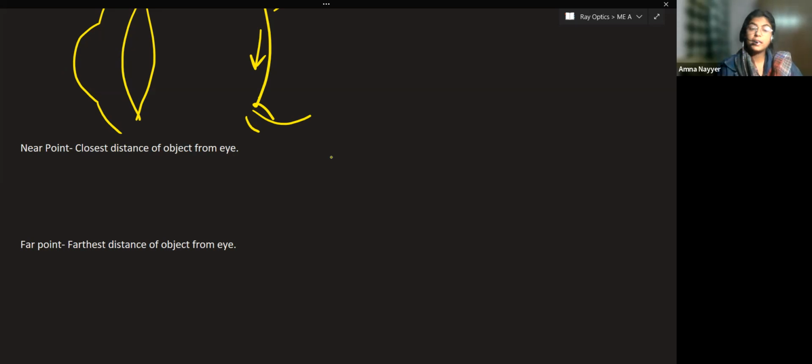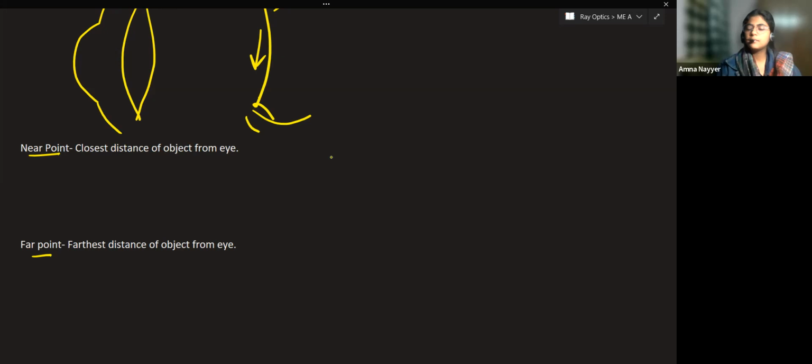Near point of the eye, yes, these two points are very important: the near point and the far point. We'll be dividing the whole topic of optical instruments, each and every optical instrument, based on near point, then far point. Like, for example, let's say simple microscope. First we'll see the case of near point, then we'll see the case of far point. This will be valid for all the optical instruments.